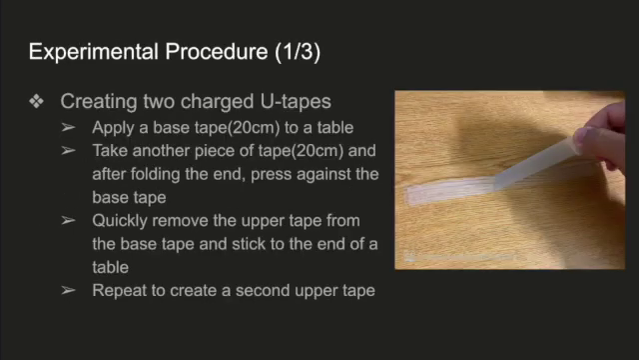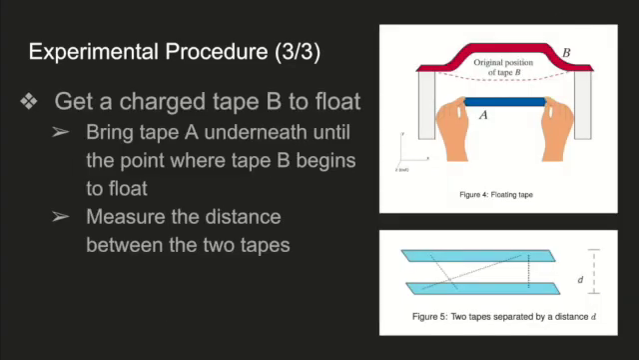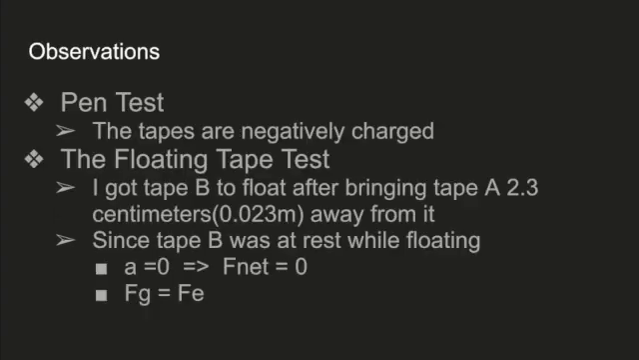of tape. So the procedure for this experiment is the same as Lab 1, and we're basically just going to be using the results from Lab 1, where we made a U-tape and ripped it from a base tape to apply an excess charge. And we also observed interactions between different objects, just to prove that the tapes are negatively charged and are also the same charge. And then we're also going to be using the floating tape test and then observing the distance between the tapes to see at what point the top tape is at equilibrium.